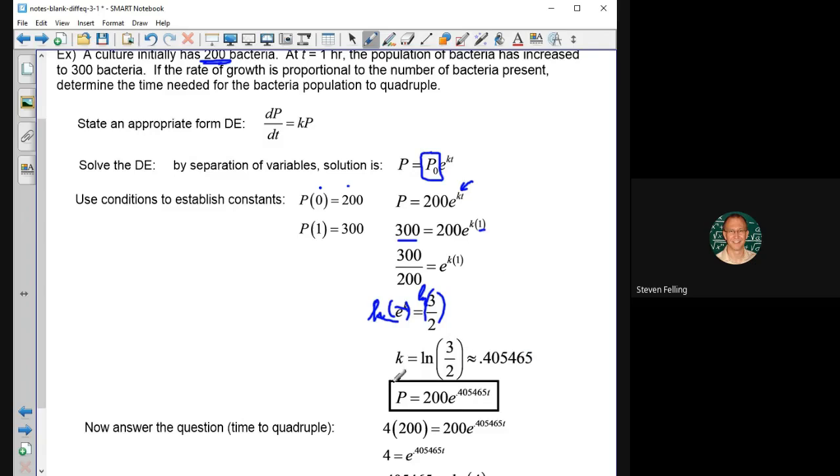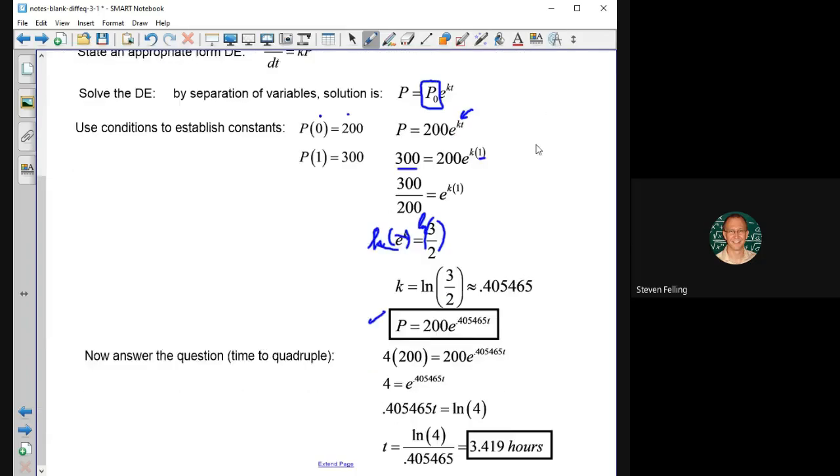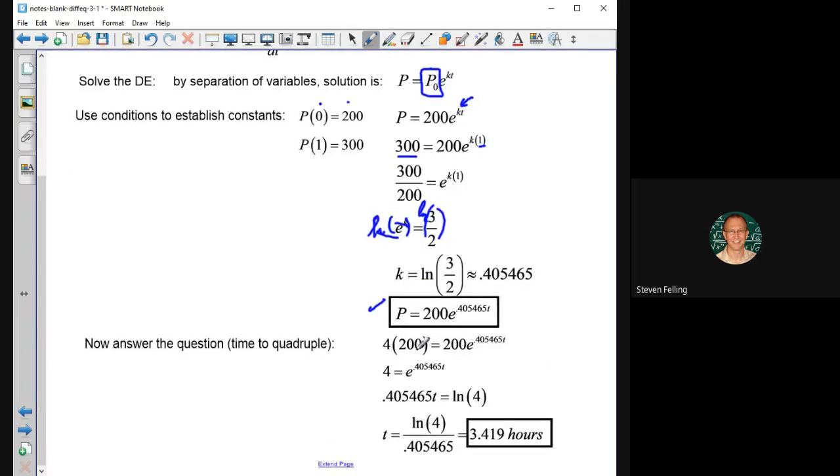And then if we fill that in, we have a model. Now we have a model, which is the solution to our differential equation model. So the population of bacteria is 200 times e to the 0.405t. And then we can use that model, the solution curve, to answer other questions like how long will it take to quadruple?